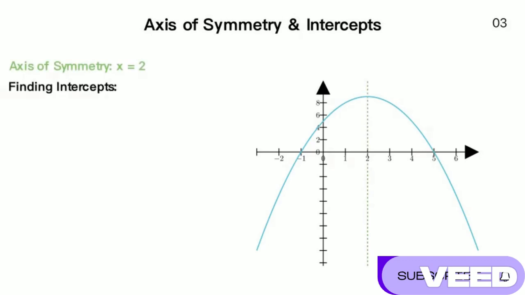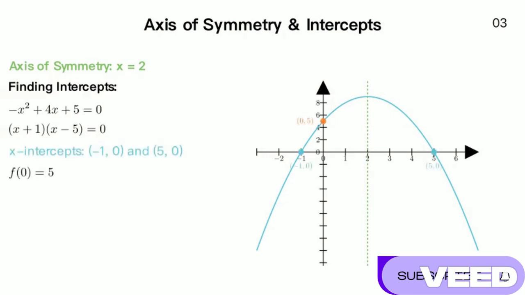To find x-intercepts, we set the function equal to 0 and solve -x² + 4x + 5 = 0. Factoring gives us (x + 1)(x - 5) = 0, so x = -1 and x = 5. The y-intercept is found by evaluating f(0), which equals 5.